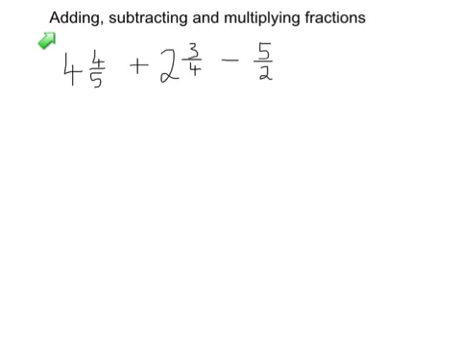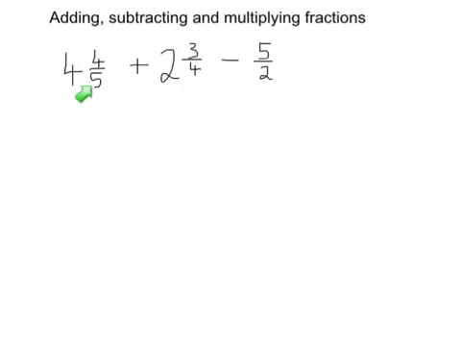Alright, in this question, I'm actually going to break it up into two. In this first question, I'm just going to deal with adding and subtracting fractions, and in the next one, I'll look at multiplying fractions. So the first thing we always need to do is convert, well, I like to convert the mixed numbers into improper fractions.